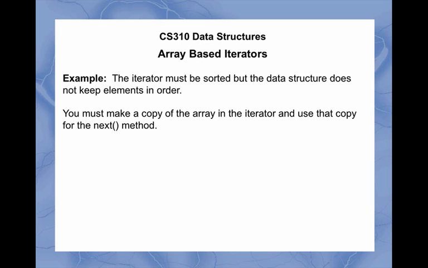So here's an example to look at. Imagine that the underlying data structure, the array, does not keep things in sorted order. However, the iterator must do this. In this case, you must make a new auxiliary array inside the iterator. Load that array by copying the outer or the data structure array, and then you will need to sort it.